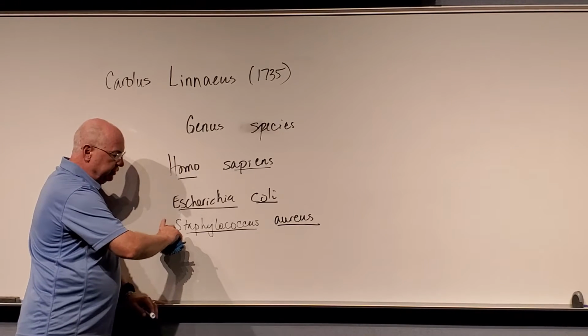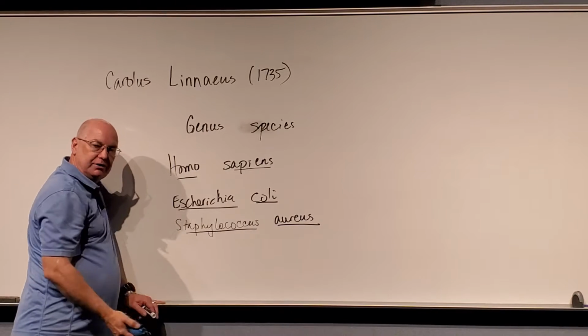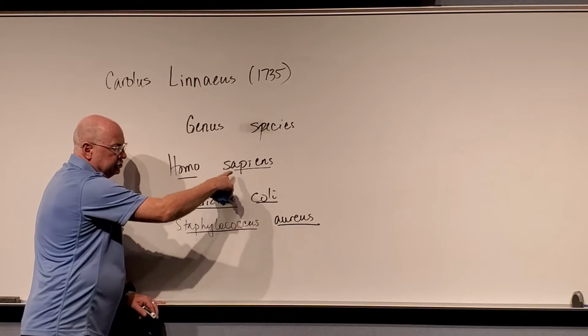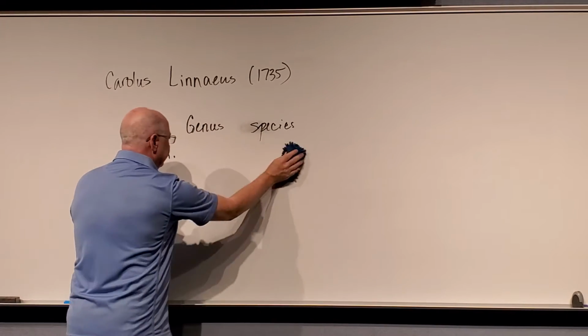In a textbook, we will either put it in italics, and when we can't do italics, we underline the genus and species. The genus is always capitalized, the species usually is not. Now, what do we mean by all of this, okay?